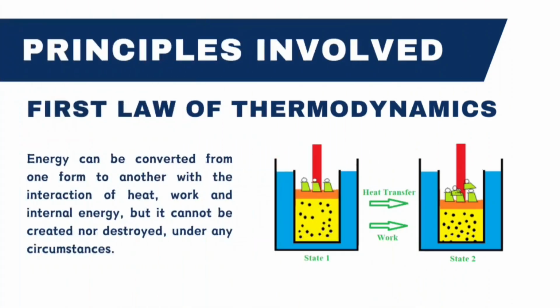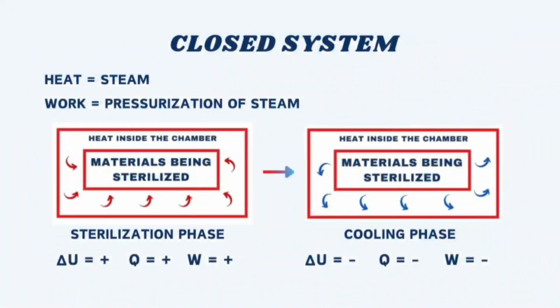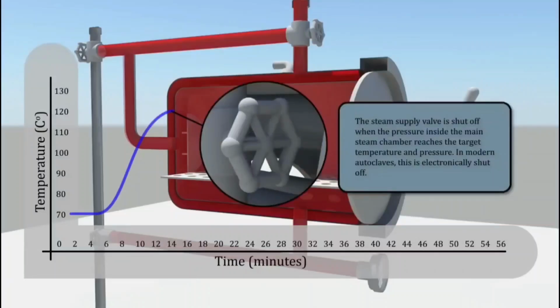Apart from the previously mentioned principles, the first law of thermodynamics is also observed in how an autoclave works. This is the interaction between heat, work, and internal energy. An autoclave is a closed system since only energy is exchanged in the form of heat. Inside the autoclave, both heat transfer and work are involved. Heat enters the system, which in this case is the chamber and the materials inside it, in the form of steam at high pressure. The steam transfers heat to the materials, raising the temperature to the required sterilization level.